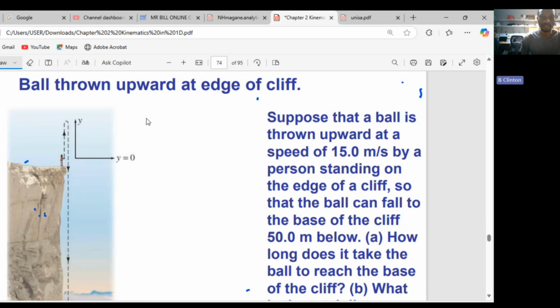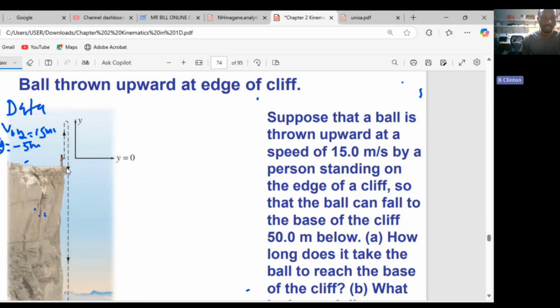So now the first thing that you need to write is the data that you have. In this case, you're going to write data. The data that we have: one is the initial velocity, given to be 15 meters per second. And the distance traveled is given to be minus 50 meters.